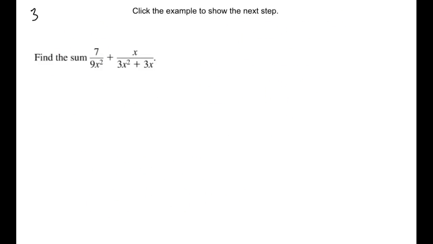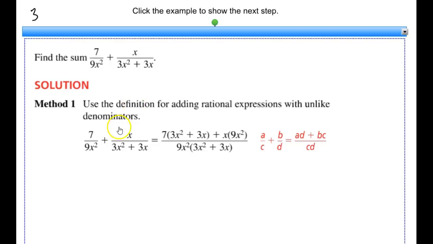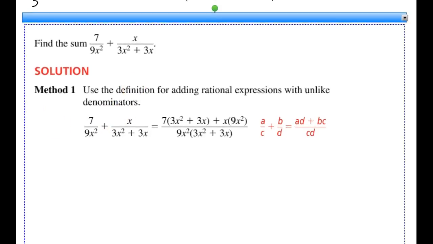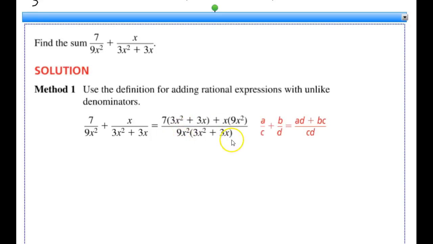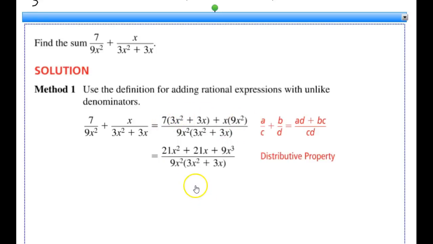So now I'm looking at example number 3. We're going to find the sum of these 2 polynomials. The first thing I want to do is look at this first method. We have multiple methods and we can do things multiple ways, so let's look at both methods. This goes along with that core concept where I multiply my denominators together to get my common denominator. I multiply the numerator of the first one by the denominator of the second one, and the numerator of the second one by the denominator of the first one. And I write those out to get my new common denominator. Then I use the distributive property, and I simplify what I have.